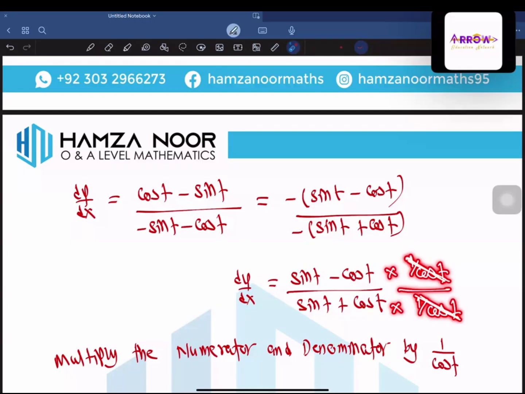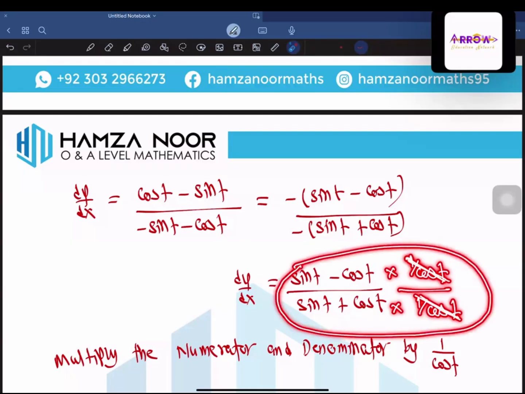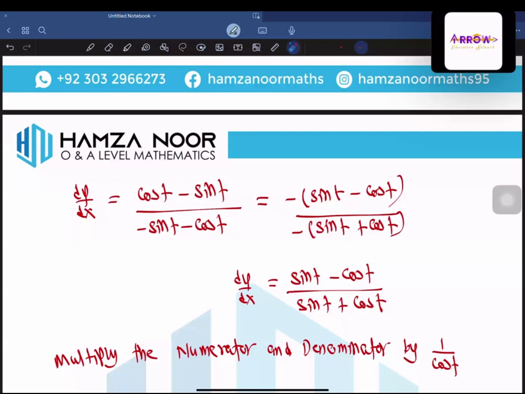But if you don't eliminate it, you would be getting an equivalent expression for the dy over dx function, which will be in the form of tan t. This makes sense to you or not?